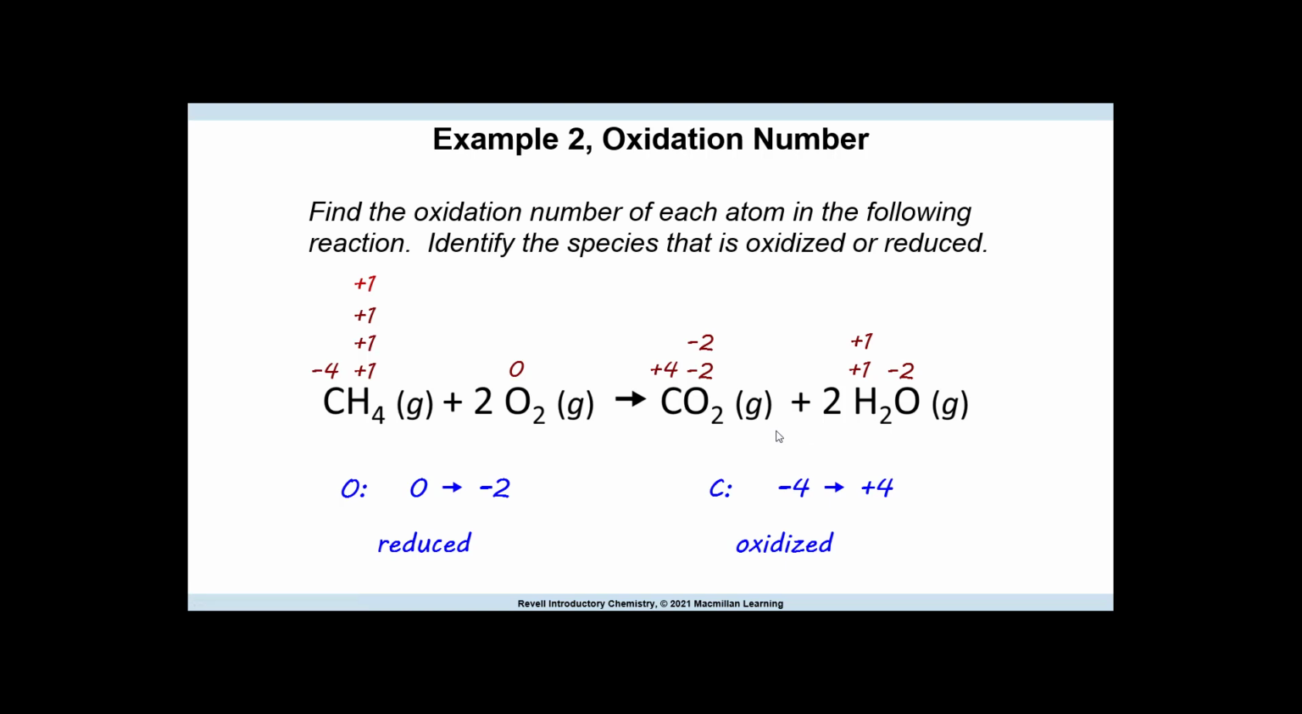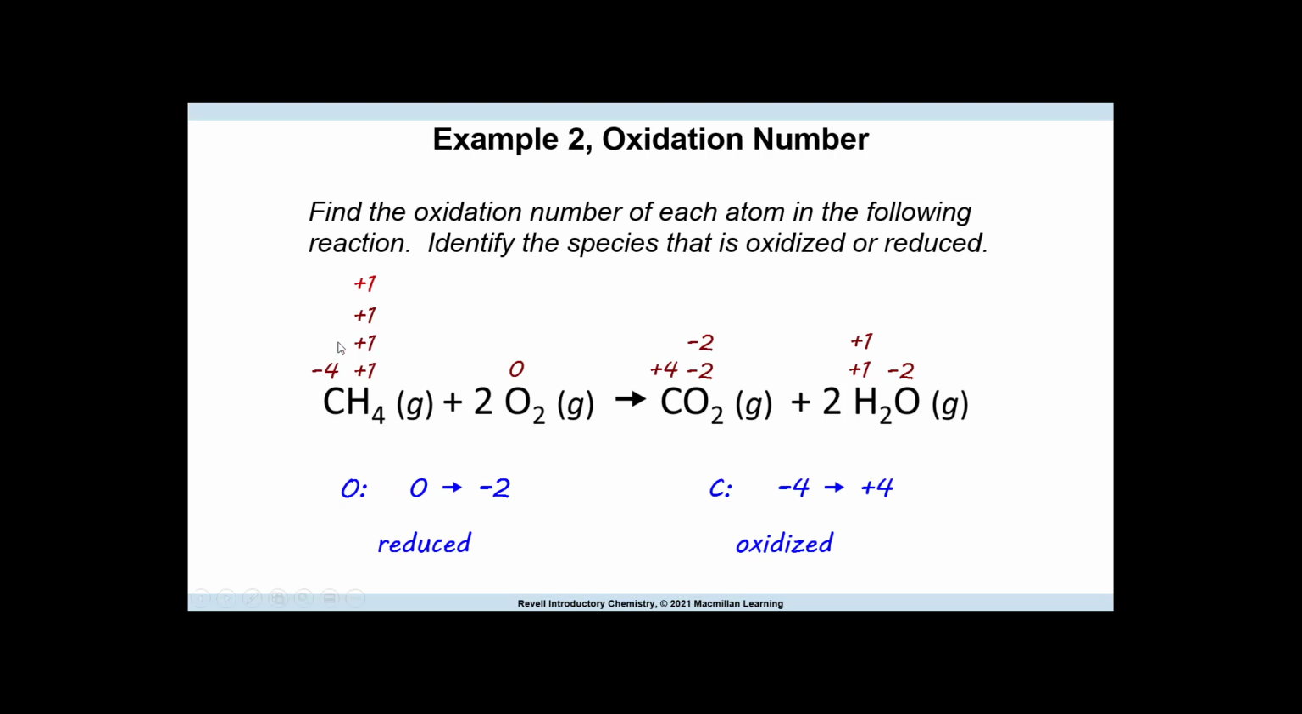So in this reaction, the oxidation number of oxygen changed from 0 to -2. The oxidation number of carbon changed from 0 to +4, and carbon was oxidized. So here you had to identify what was oxidized and what was reduced, and we did that. This is where the oxidation numbers come in, so you can see what was reduced and what was oxidized.